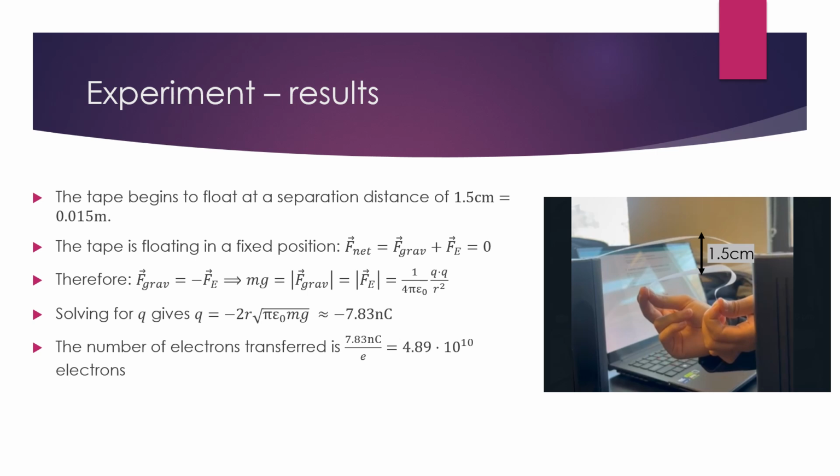Solving for the charge in this equation gives us a value of plus or minus 2r times the square root of pi epsilon 0 mg. But since we know the tape attracts with a positively charged pen, its charge must be negative. Plugging in all of the values into the equation gives a charge of approximately -7.83 nanocoulombs. To determine the number of electrons transferred, we divide this value by the charge of an electron, which gives a value of approximately 4.89 times 10 to the 10.